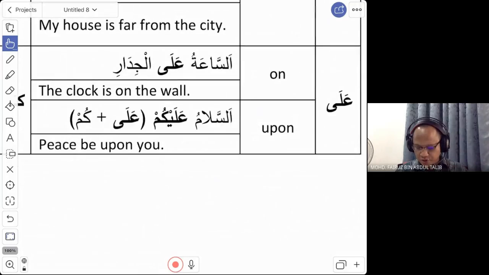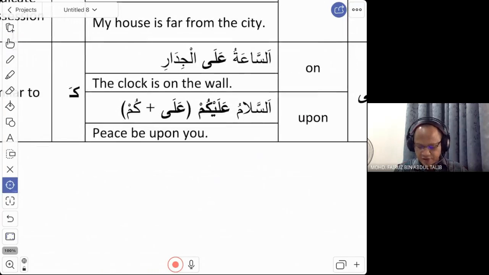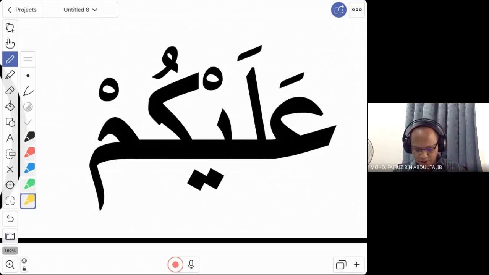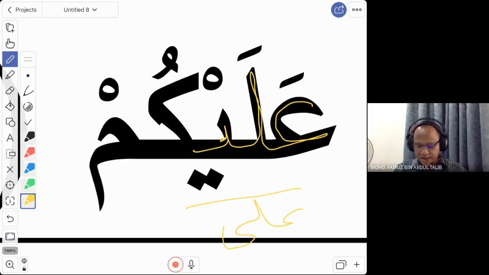Another popular meaning for the word ala is upon. It is used in the phrase when we give salam. When you give salam, you say assalamu alaikum. So where is this word ala? In alaikum, you see the word ala here: ain, lam, and alif. But here what they do is combine it with kum.